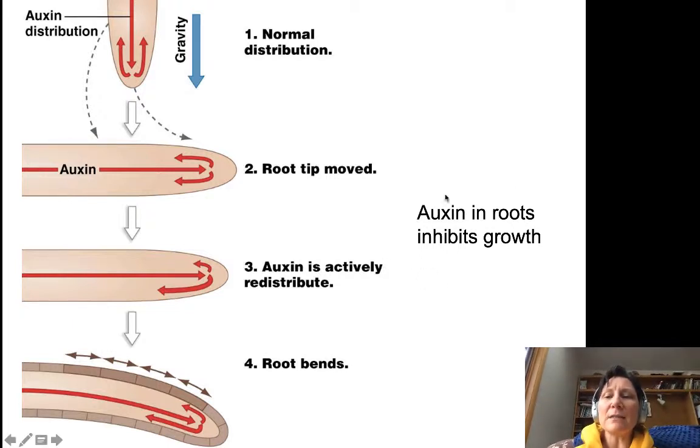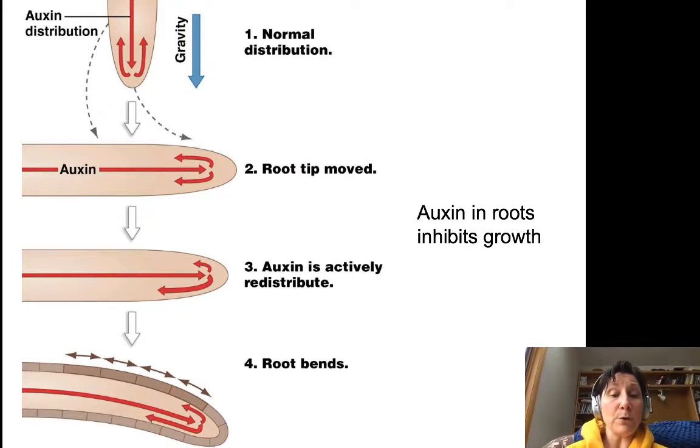And what it's going to do is inhibit growth. So what happens is auxin is going to end up on this side that's facing in the direction of gravity, but it's the cells that are lacking auxin that are then going to bend, and that's what's going to cause the root to begin to bend down and grow towards the gravitational pull.